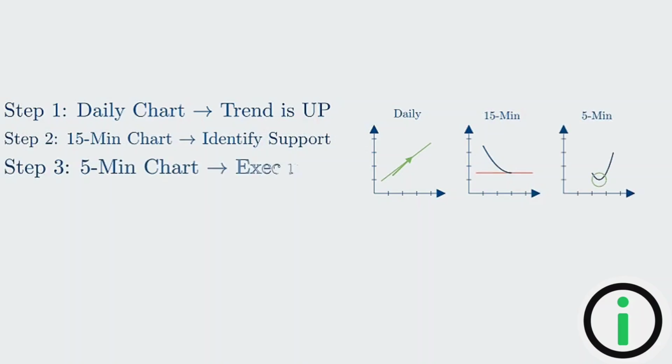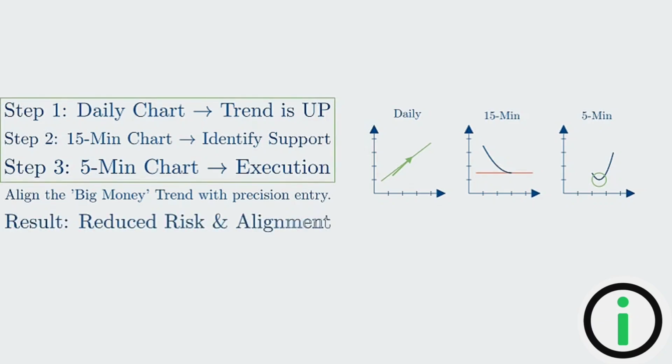Step 3. Once it touches that support on the 15-minute, we drop down to the 5-minute chart. We wait for a specific bullish candle pattern to form. Once it does, we enter the trade. By using all three, you ensure that you are trading in the direction of the big money, the daily trend, while using the precision of the 5-minute chart to get a great deal. Multi-time frame analysis reduces risk by ensuring all zoom levels of the market align before you take action.